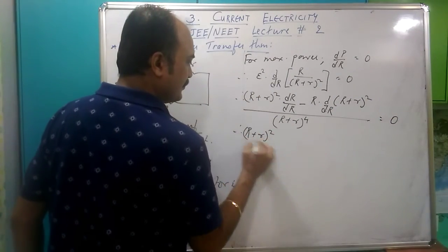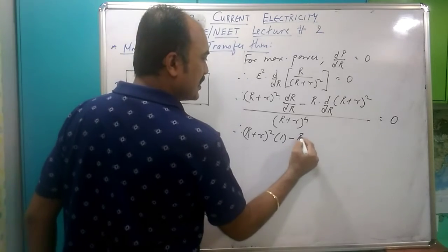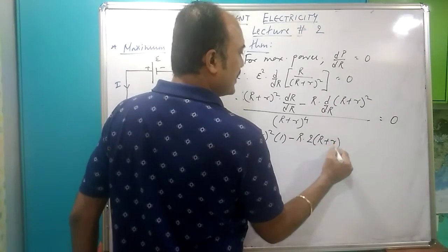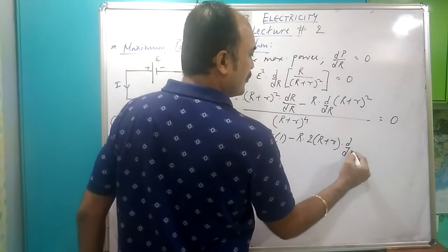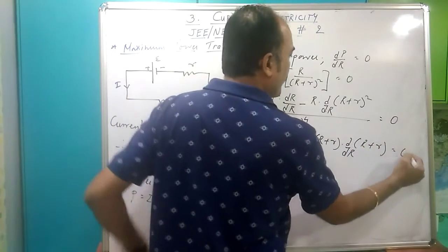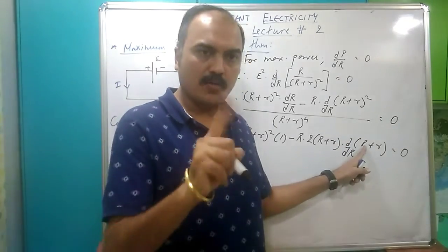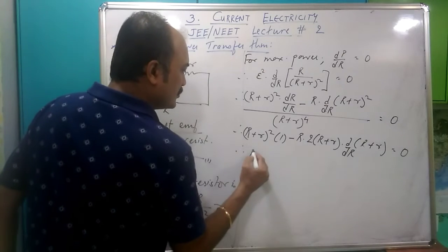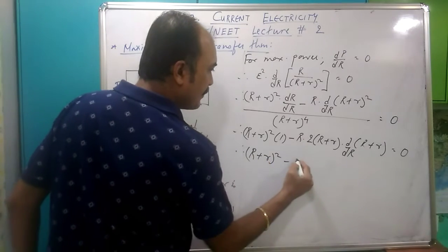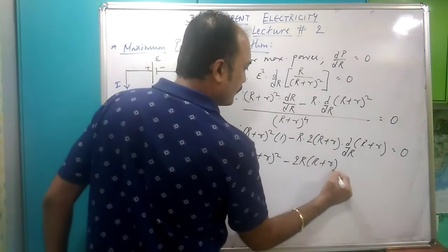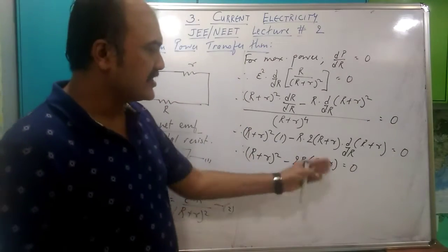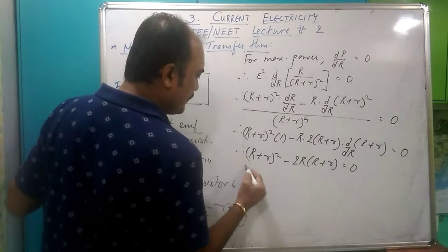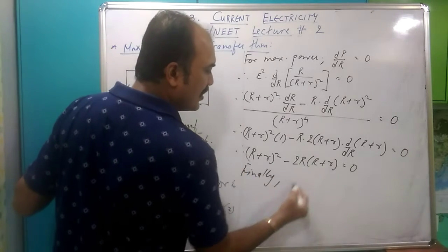What are you left with? D by dR of R is 1 minus R. Now d by dR of something raised to 2. So this is 2 into something raised to 2 minus 1, which is 1, into d by dR of R plus r. Now look at this. D by dR of big R is 1 plus d by dR of constant is 0. 1 plus 0 is 1. So finally, after a full round of negotiating, what are we left with? We are left with this equation. You can take R plus r common, or you can cut out R plus r. Finally, you are left with only one equation.